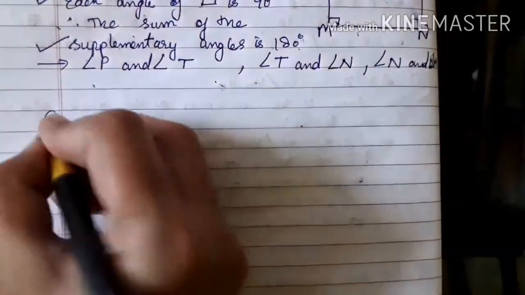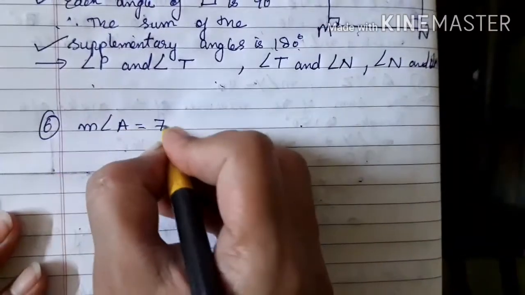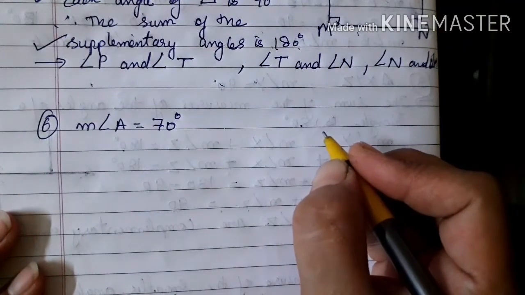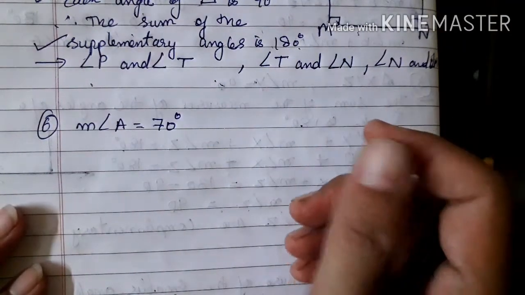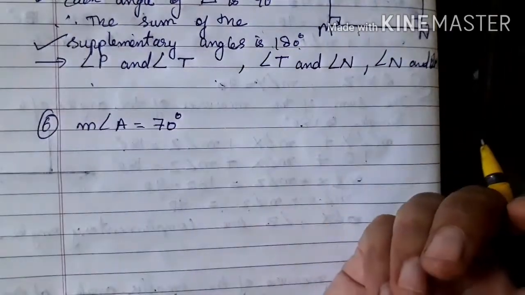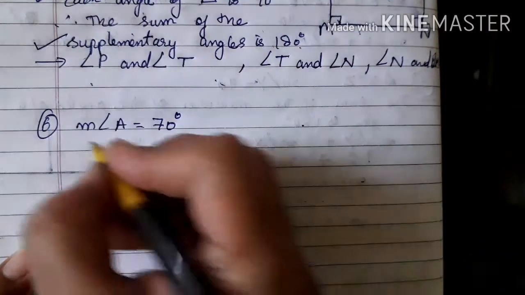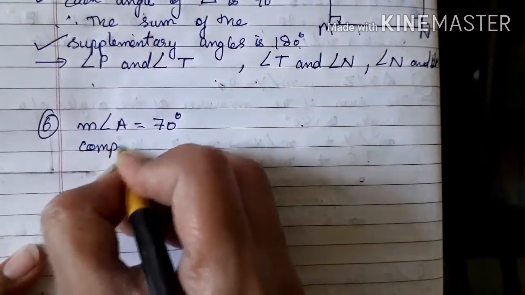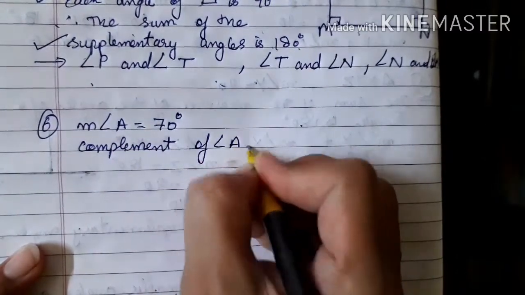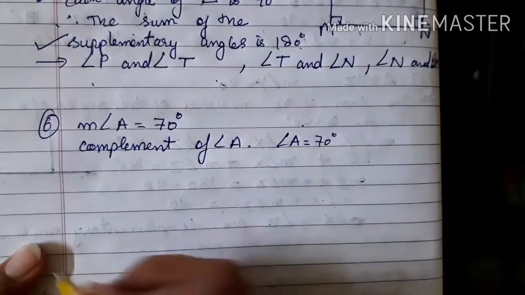I'll move towards question number 6. If the measure of angle A is equal to 70 degrees, what is the supplementary angle of the complement of angle A? Now what we have to do: from the supplementary angle, we have to find the complementary angle. So first we have to find the complement of angle A, which is of 70 degrees.